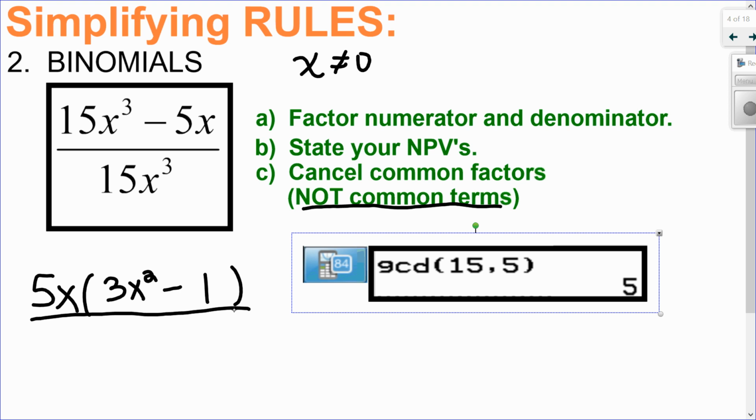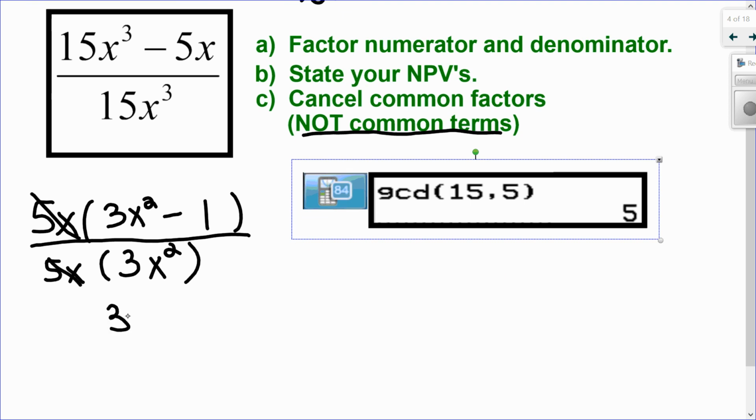Now, to make this a little easier on myself, I'll see if I can factor out a 5x from the denominator as well, because then they can cancel. And I actually can. 15 divided by 5 is 3, and x cubed divided by x is x squared, because 3 take away 1 is 2. Now I have a common factor of 5x, and my final answer is going to be 3x squared minus 1 over 3x squared.